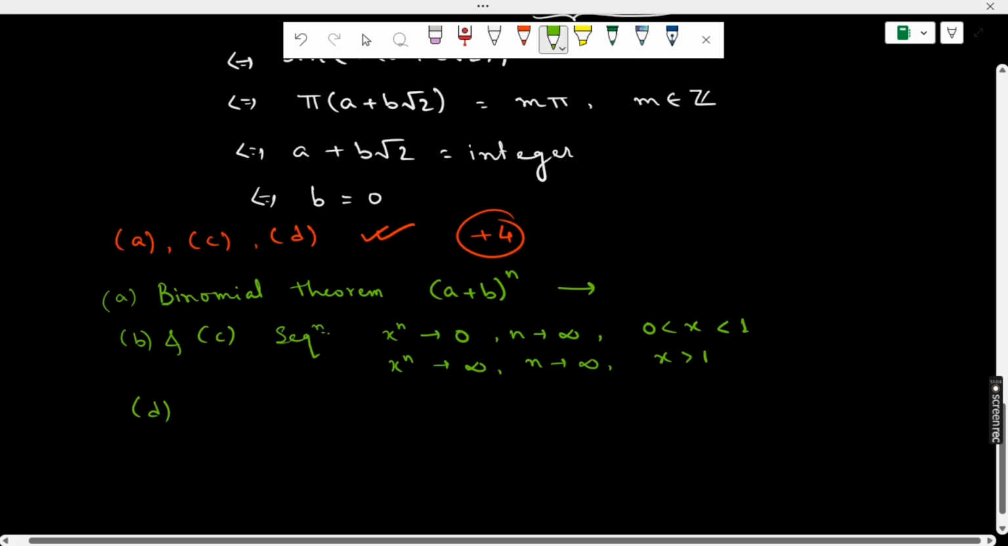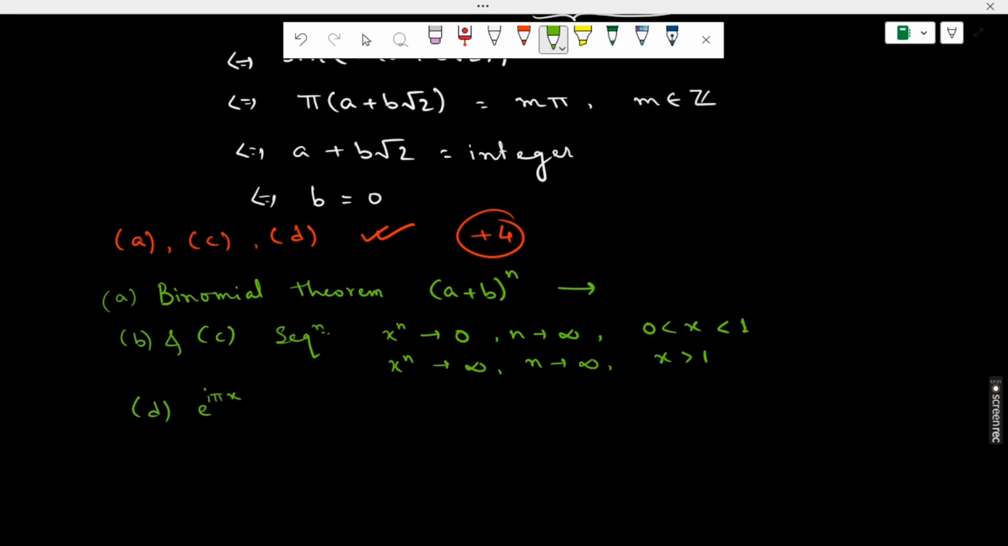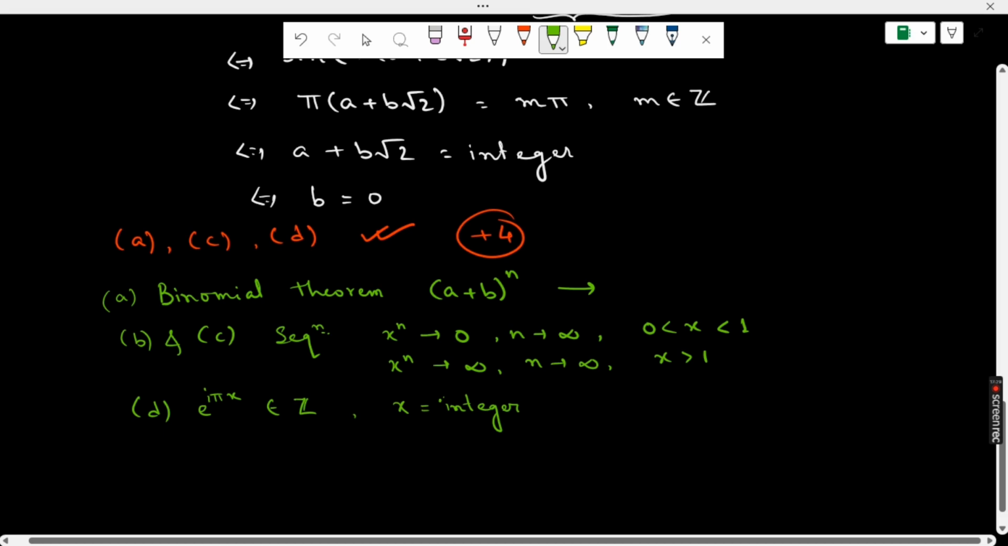And in option D, we have used the concept of complex numbers, that e^(iπx) belongs to Z when x is equal to an integer. We have used this concept only, which is from complex numbers.